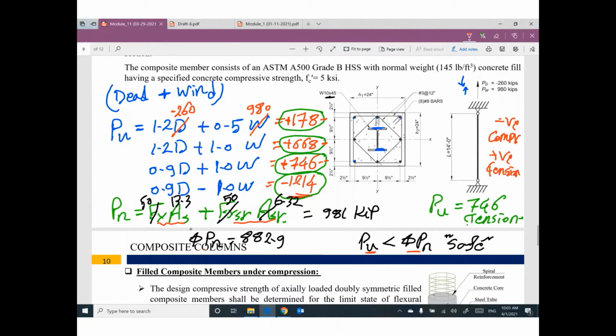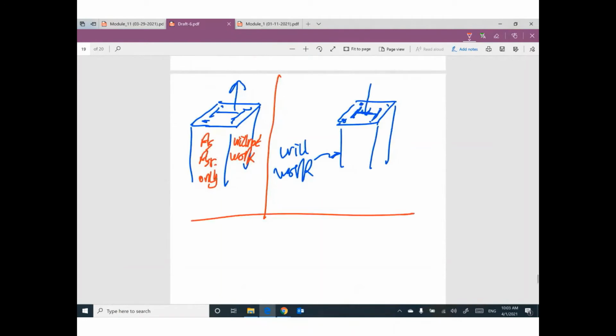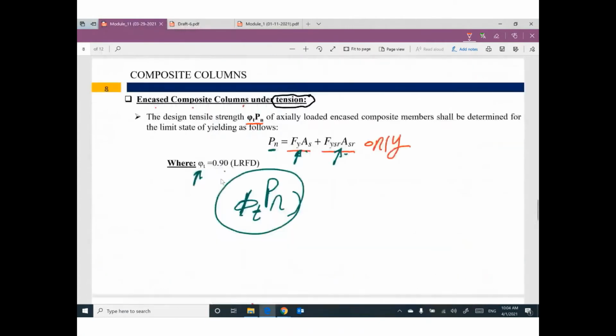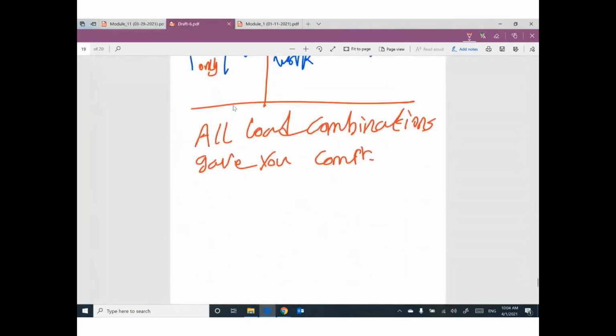Okay? But sometimes, if all of the load combinations give you compression, okay, so we have only one case, the column under compression. That's all. Probably all load combinations give you only tension.